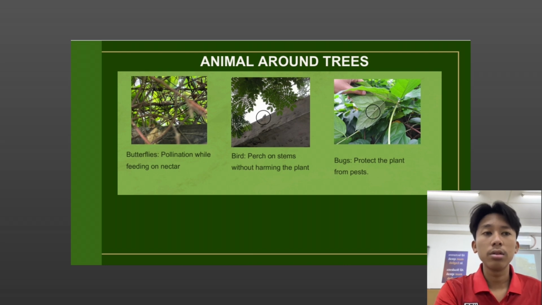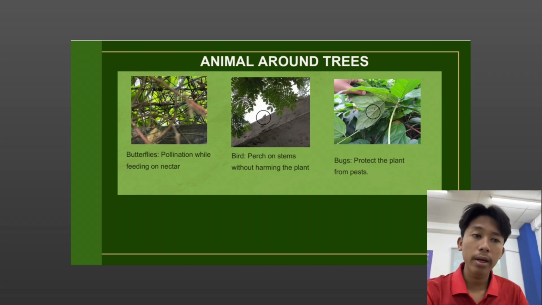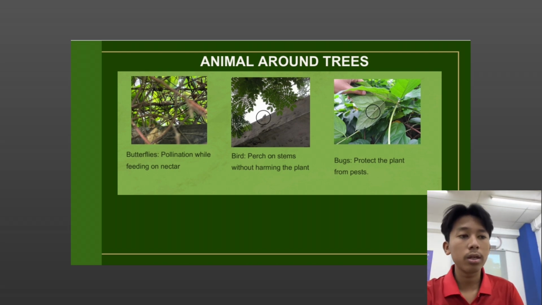Animals around the tree. Butterflies pollinate while feeding on nectar. Birds perch on the stem without harming the plant. Thorns protect the plant from pests.